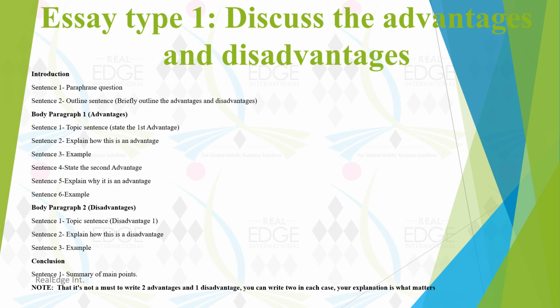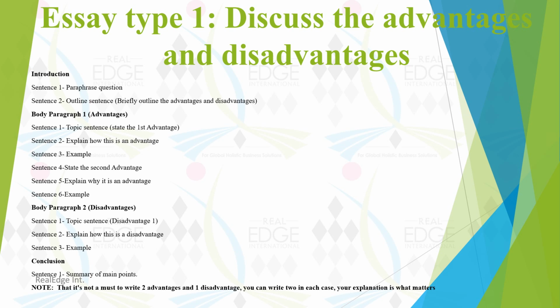The first type, the question will go like this: Discuss the advantages and disadvantages. Introduction paragraph should have two sentences. Sentence number 1, paraphrase the question. Sentence number 2, outline sentence where you briefly outline the advantages and disadvantages.